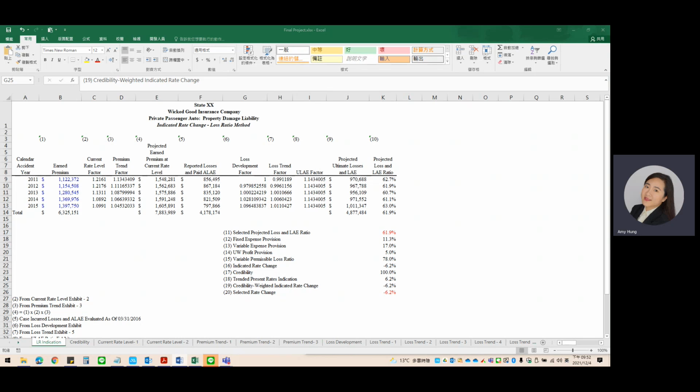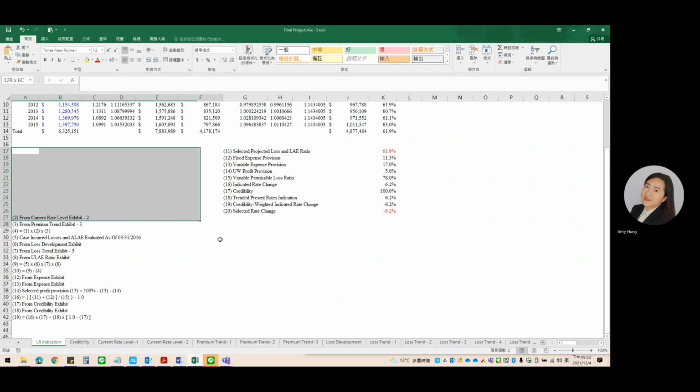First, the loss ratio indication summarizes the calculation of the overall indicated premium change using the loss ratio method on 5 accident years calculated as of March 13, 2016. This calculation is pretty straightforward, and the formulas are listed right here.